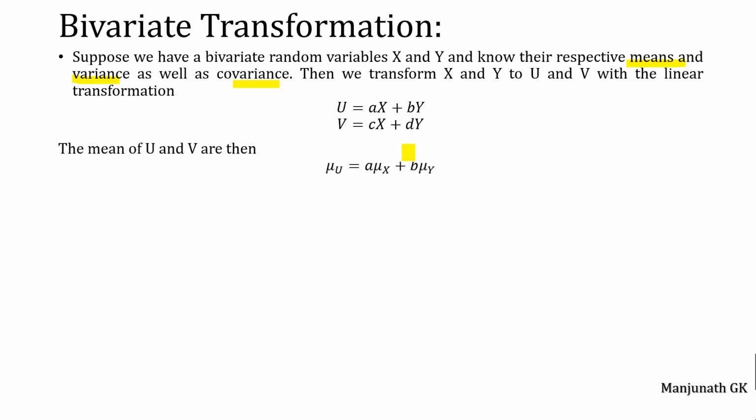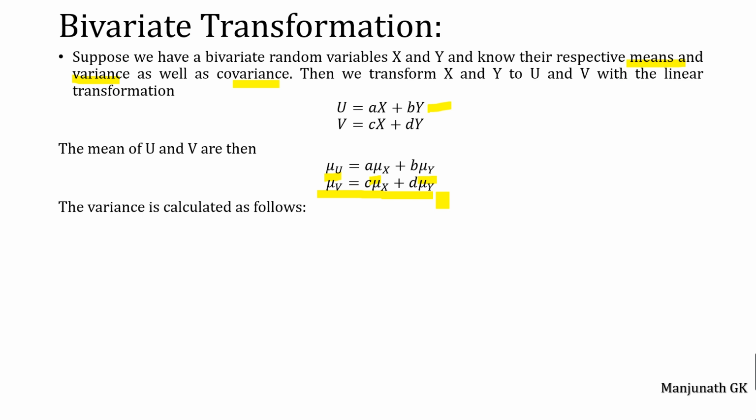Let us take a mean of u, apply expectation on both sides. It becomes mu of u equals a is a constant, mu of x, b is a constant, mu of y. This is the equation after applying expectation on both sides to this equation. Similarly, apply expectation on both sides, we'll get this equation.